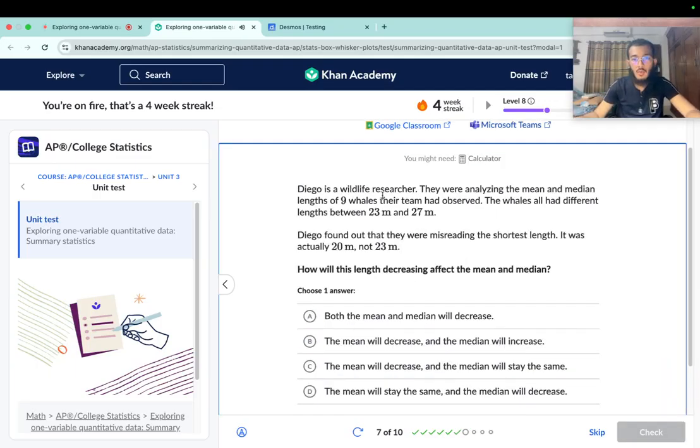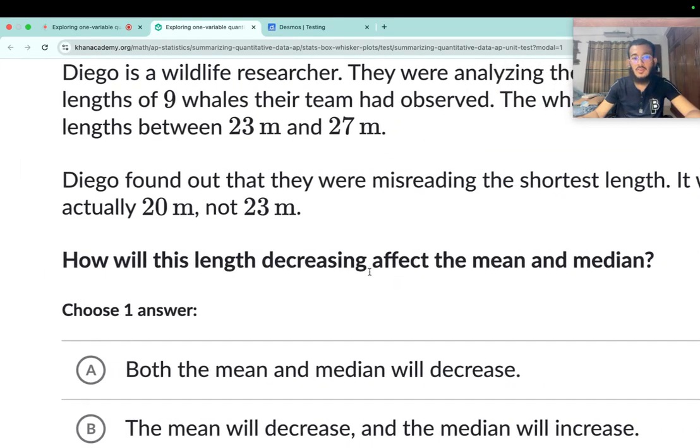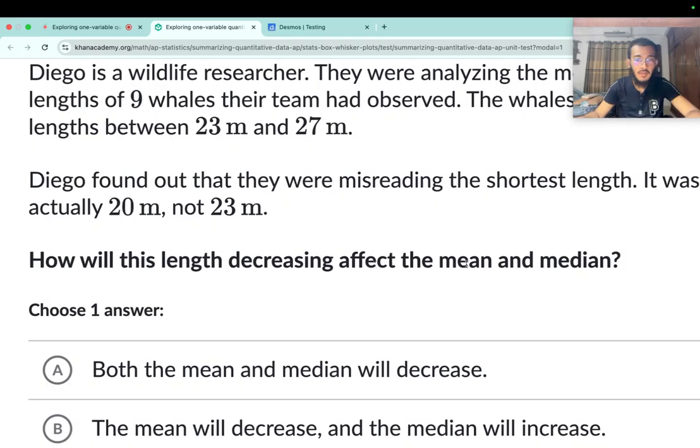Diego is a wildlife researcher. They were analyzing the mean and median lengths of 9 whales their team had observed. The whales all had different lengths between 23 and 27 meters. Diego found out that they were misreading the shortest length. It was actually 20 and not 23. How will this length decreasing affect the mean and the median?